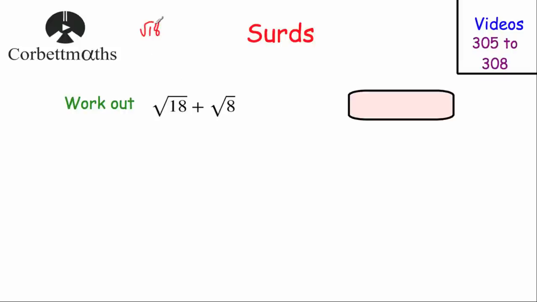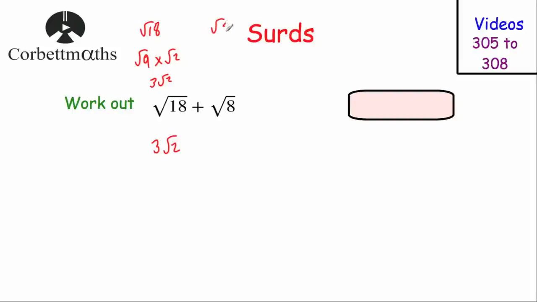So the square root of 18 would be equal to, well, let's consider the biggest square number that's a factor of 18, and that would be 9. So we'd have root 9 multiplied by root 2. And the square root of 9 is 3, so that'd be 3 times root 2, or 3 root 2. So instead of root 18, we're going to write 3 root 2, because that would simplify to 3 root 2.